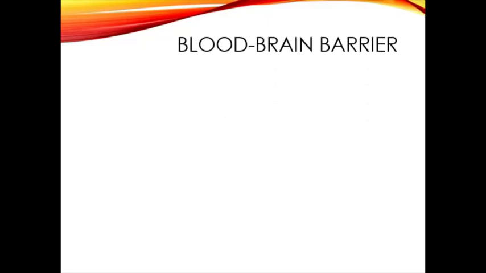Also, we have here what we call the blood-brain barrier. This is a very important part of our nervous system because it protects the brain itself, no? So, meron na nga tayong meninges, meron pa tayong tinatawag na blood-brain barrier. So, ano naman ang purpose ng blood-brain barrier?